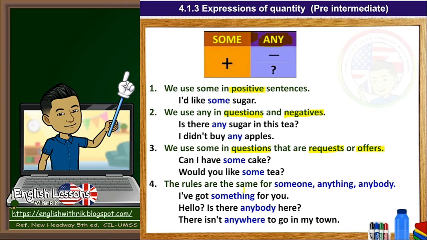The rules are the same for someone, anything, anybody. I've got something for you. Hello? Is there anybody here? There isn't anywhere to go in my town.